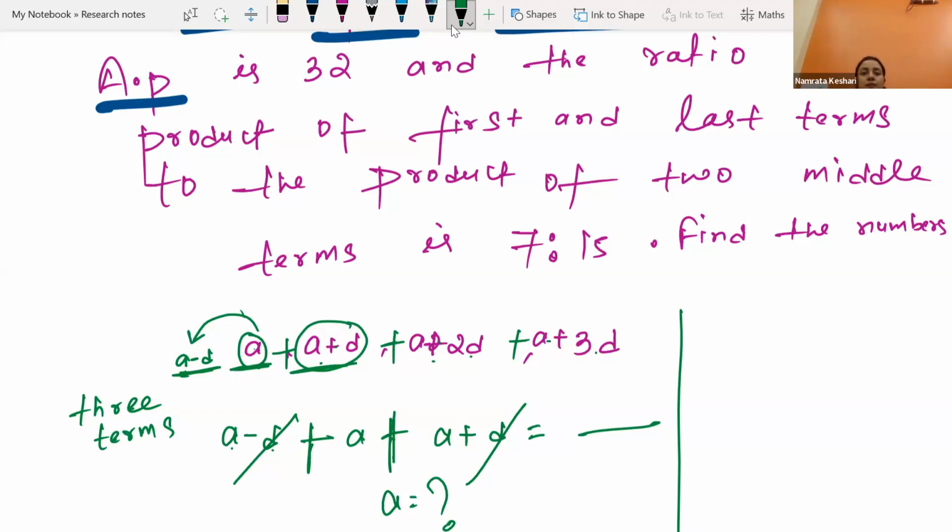Now think about it, that we are not making any mistake. Okay, logically it is completely fine. AP का मतलब क्या होता है? एक कॉमन डिफरेंस होना चाहिए. अब कॉमन डिफरेंस जो भी हम मेंटेन करें, सेम डिफरेंसेस जस्ट मेंटेन करना, हमारे असम्पशन में हम जस्ट डिफरेंसेस सेम रखेंगे, वो सीक्वेंस तो AP ही होगा, right?